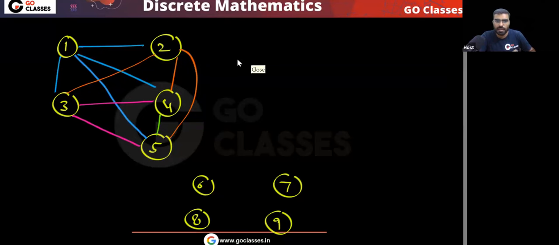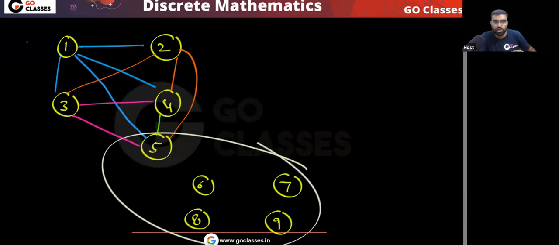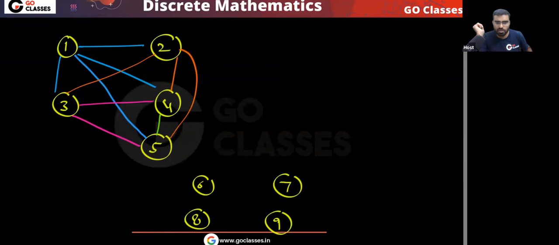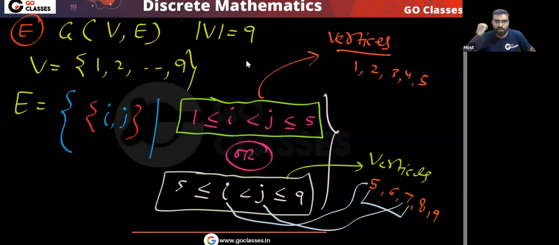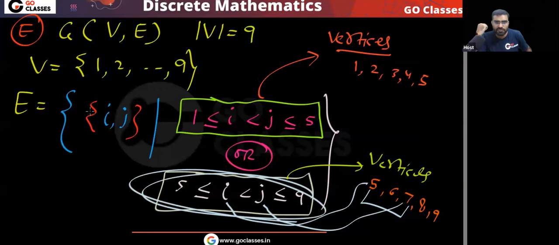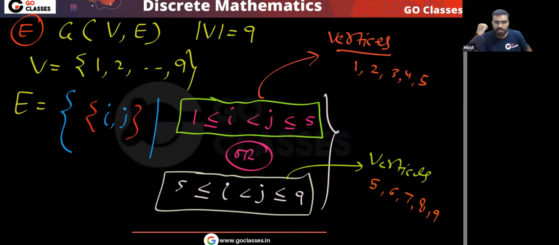Yes or no? Agree with me? So actually, if you notice, similarly here also you will get a complete graph. Notice, are they adjacent? 5, 7. You can take 5 equal to i and 7 equal to j. So this condition is satisfied. So yes, they are adjacent.